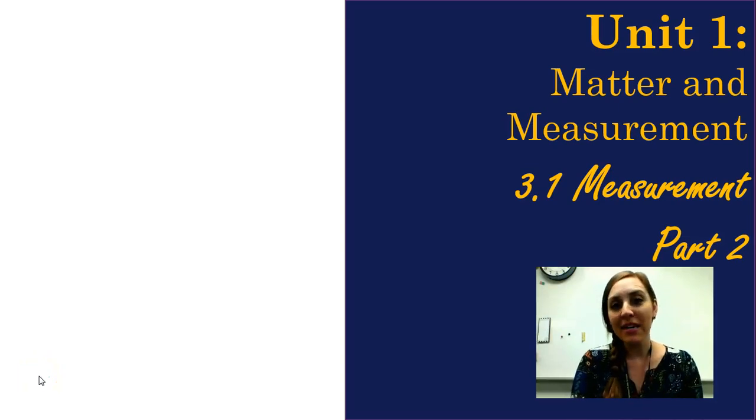Guys, this is Academic Chem, Chapter 3, Section 1, Part 2. In this section, we're going to talk about taking measurements and what it means to be accurate versus precise in chemistry.